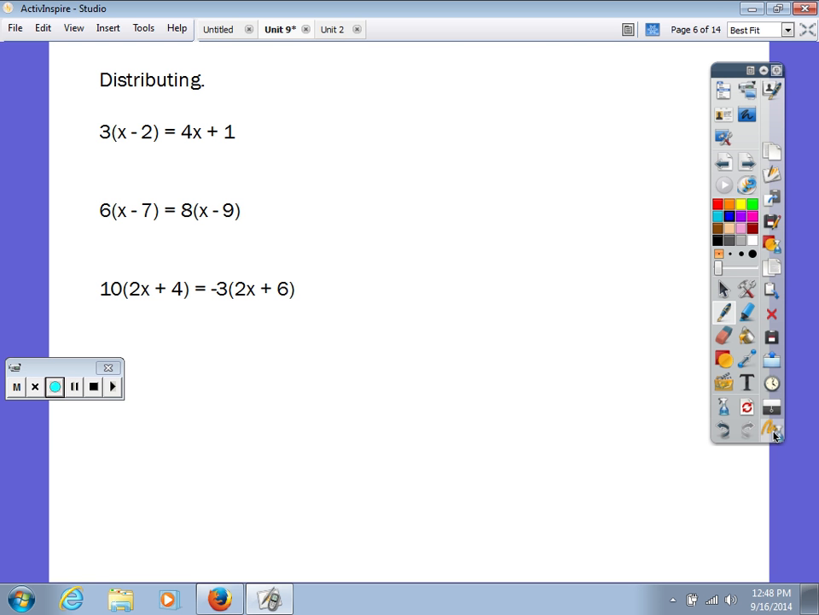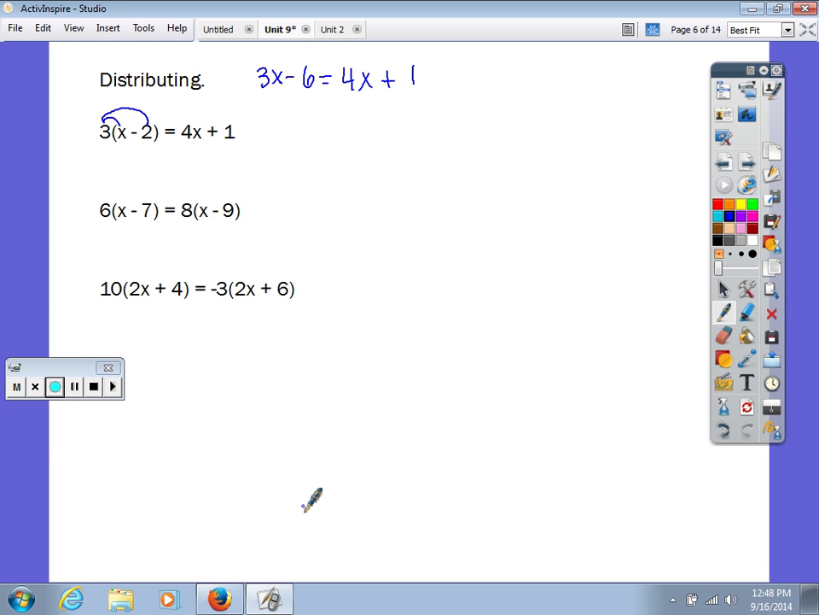So I'm going to go ahead and do the first one with you. Now, if you notice, this equation only wants you to distribute on this side of the equal sign. And we're going to distribute to both terms. So I would have 3 times x, which is 3x, 3 times negative 2, which is negative 6, and that should equal 4x plus 1.